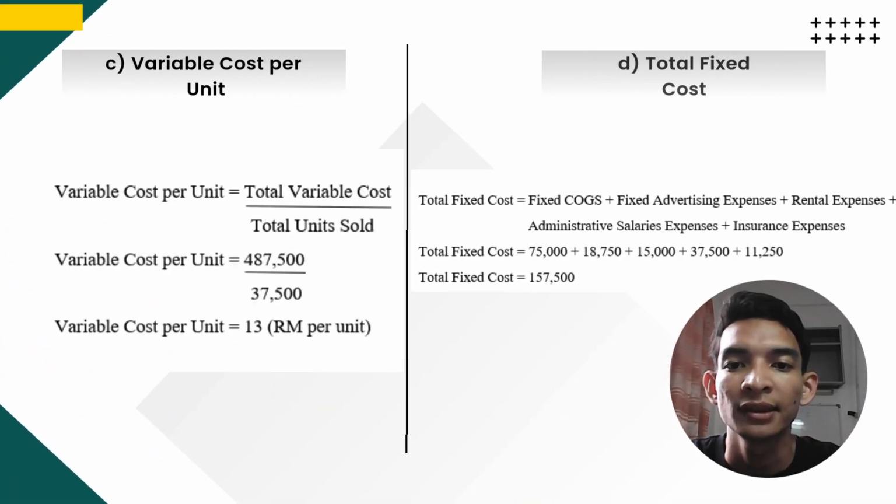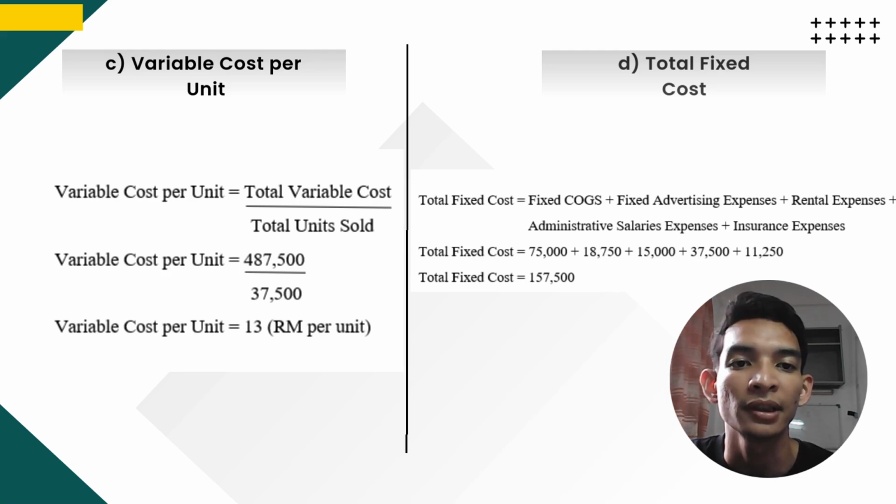The next question is C. In question C, we should find the variable cost per unit. Variable cost per unit is total variable cost divided by the total units sold. The total variable cost is 487,500, divided by the total units sold, which is 37,500, and the answer is 30 ringgit.